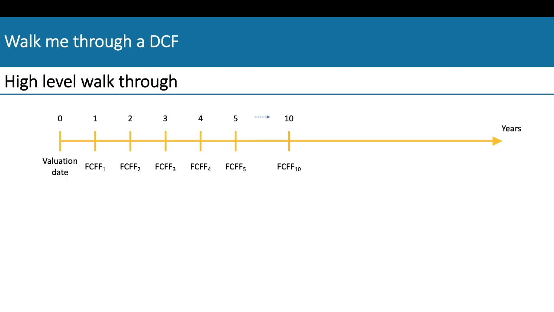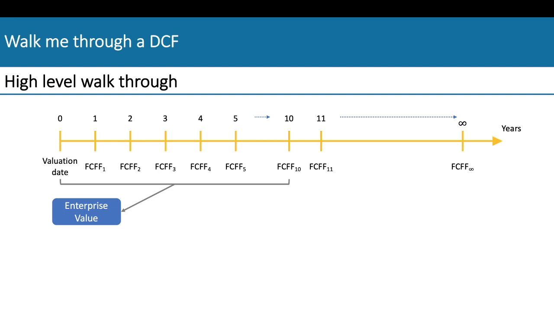So first, project out the free cash flows for 5 to 10 years depending on the stability of the company. Then discount these cash flows at an appropriate risk-adjusted rate. After this, you determine the terminal value of the company, assuming that the company does not stop operating after the projection period. You discount this terminal value to account for the time value of money.